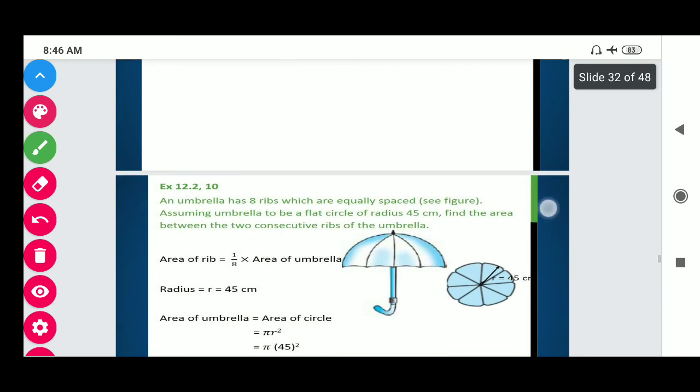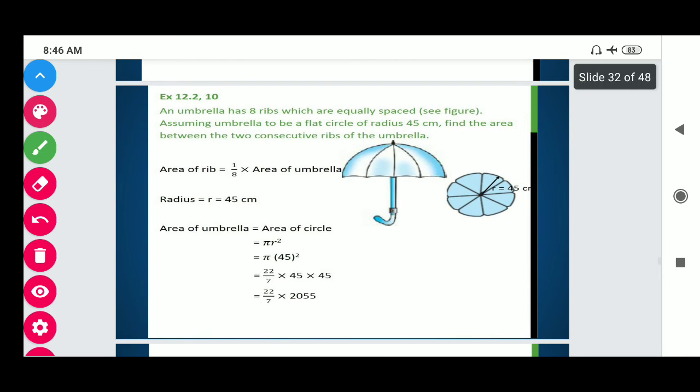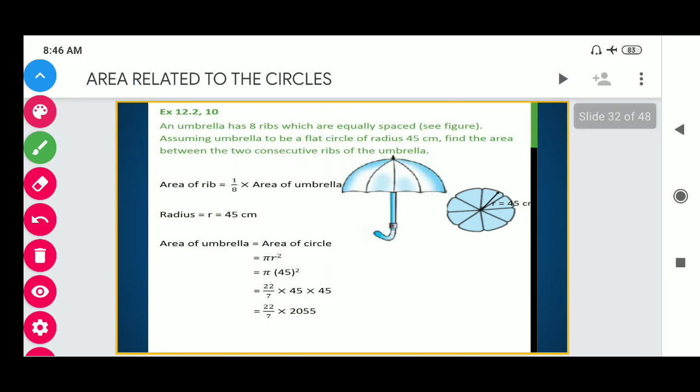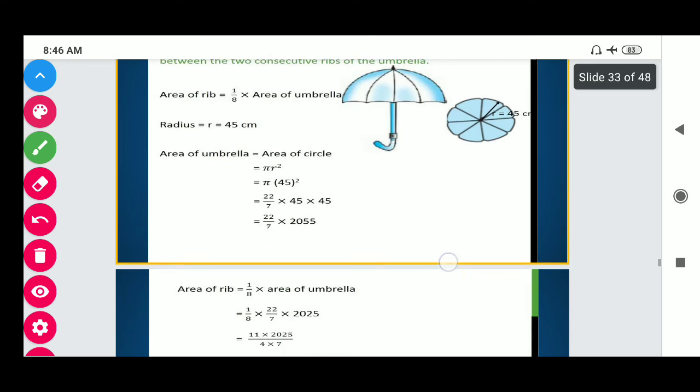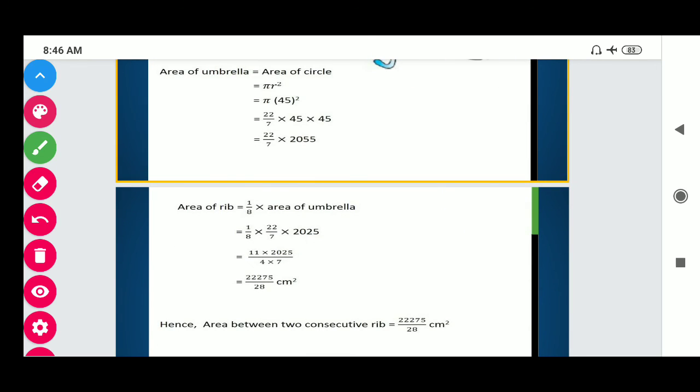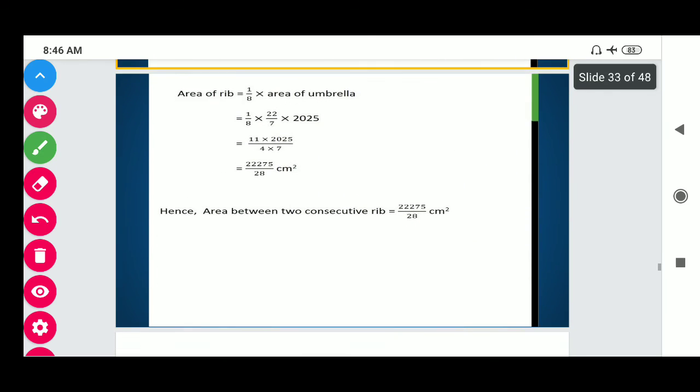Now students, here I am sharing the same question. This is an umbrella having 8 ribs. You just have to calculate the area of each sector. So students, this is the same question, you can try it yourself. The area of a rib is equal to the area of the umbrella divided by 8 because here we have 8 ribs. So in this way we can calculate it by multiplying the area of the umbrella by 1 over 8. So this is a very simple question.